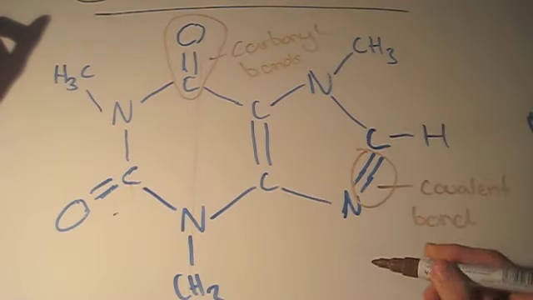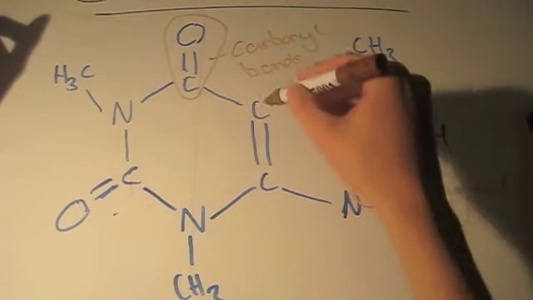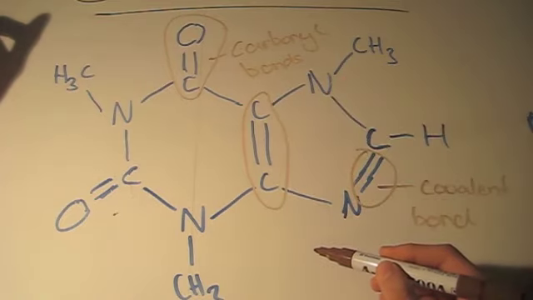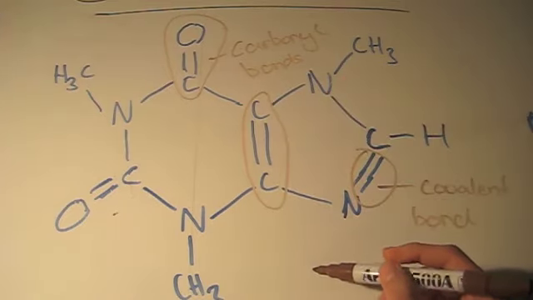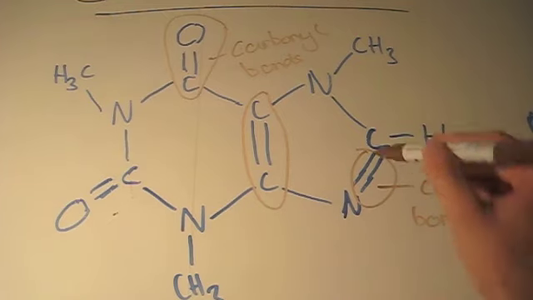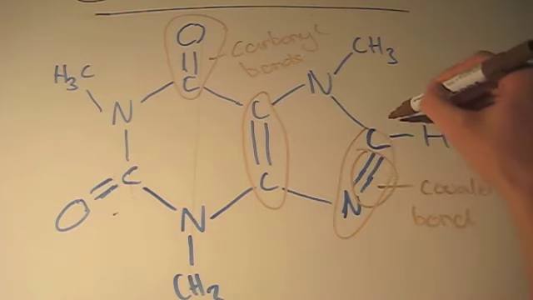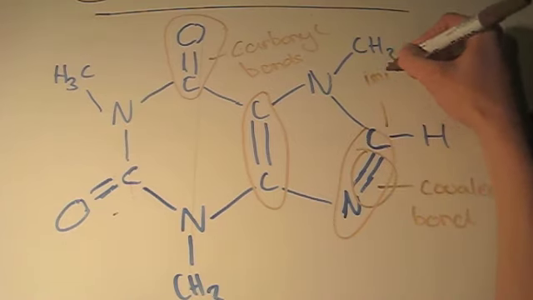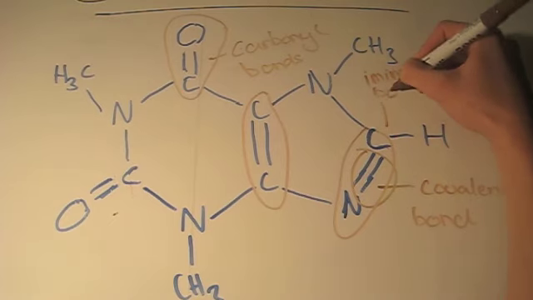Other double bonds are the carbon-carbon bonds. Here's an example of that. And the carbon-nitrogen bonds, which are known as imine bonds. So the carbon-nitrogen bonds, here is an example. So this is also known as an imine bond.